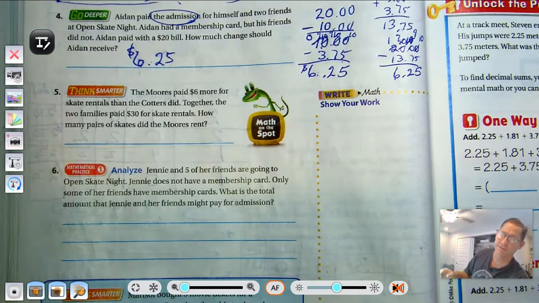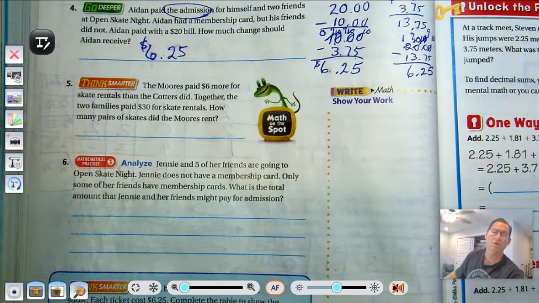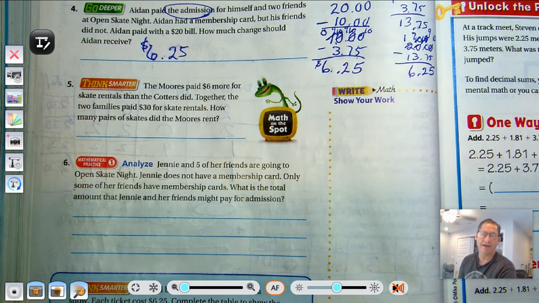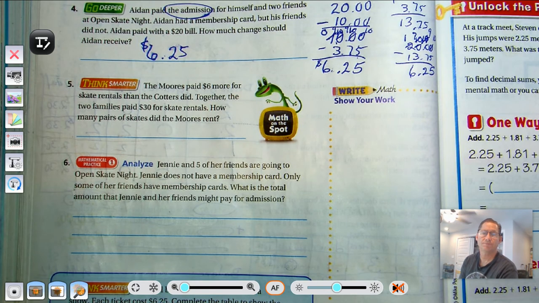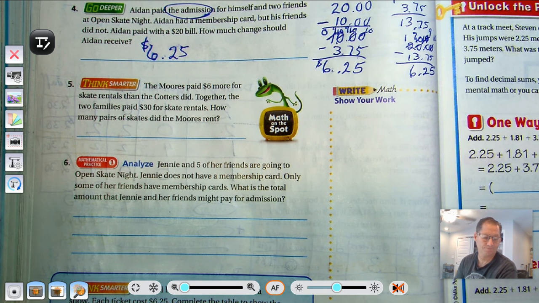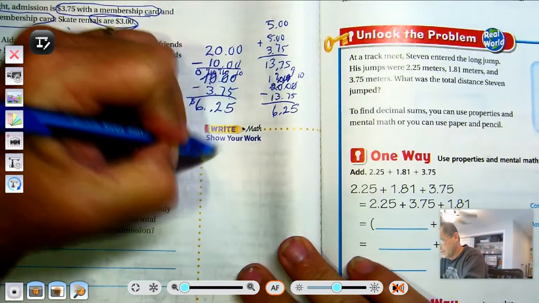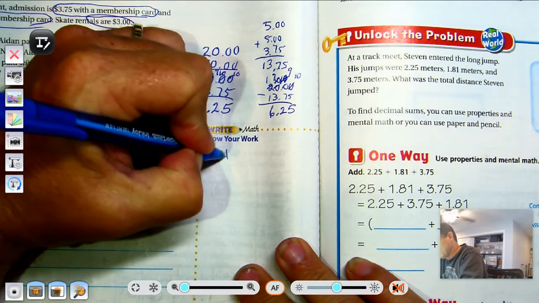Okay, number 5. Again, we're still using that information at the top. The Moores paid $6 more for skate rentals than the Cotters did. Together, the two families paid $30 for skate rentals. How many pairs of skates did the Moores rent? So they paid $6 more. And they paid a total of $30 for the amounts. So this is how I would start it.